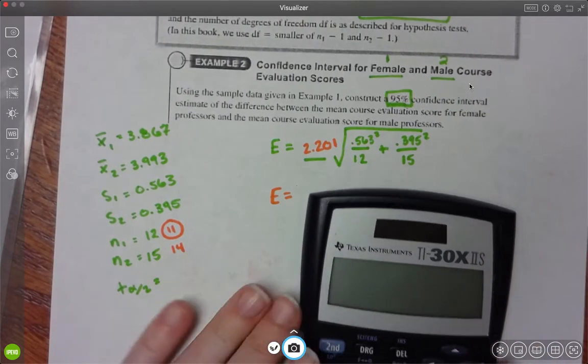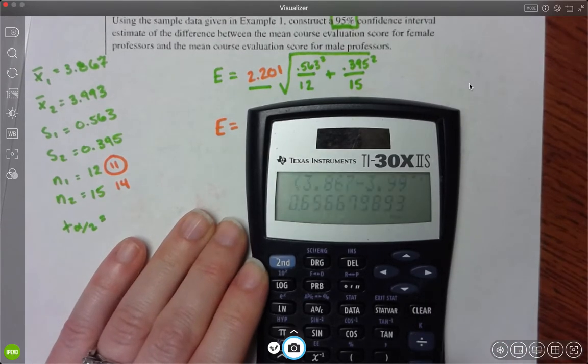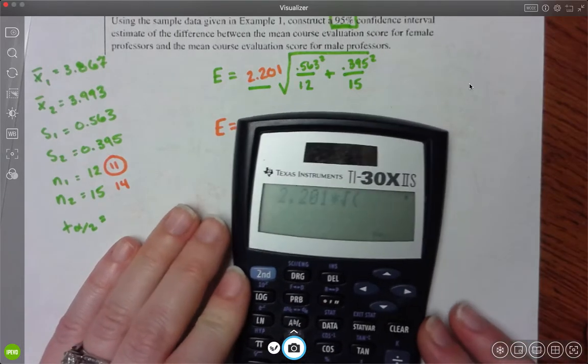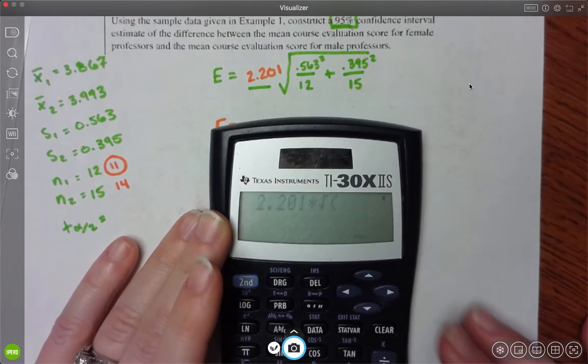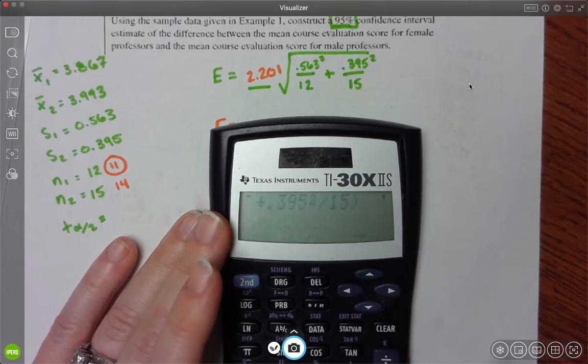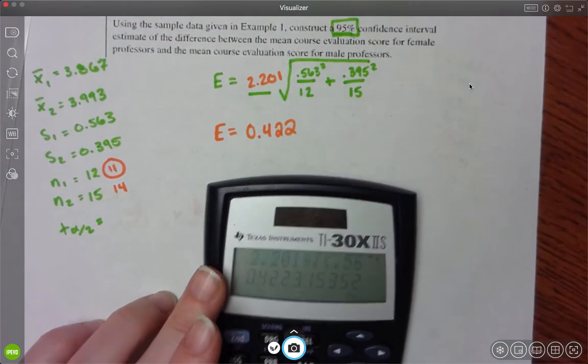All right, 2.201 times, and then we want the square root of all of this stuff. I'm not going to open up any more parentheses than I need. By order of operations, do this divided by 12 plus 0.395 squared divided by 15, and then close my parentheses. That gives me my error, 0.422. We'll go 3 decimals there again.